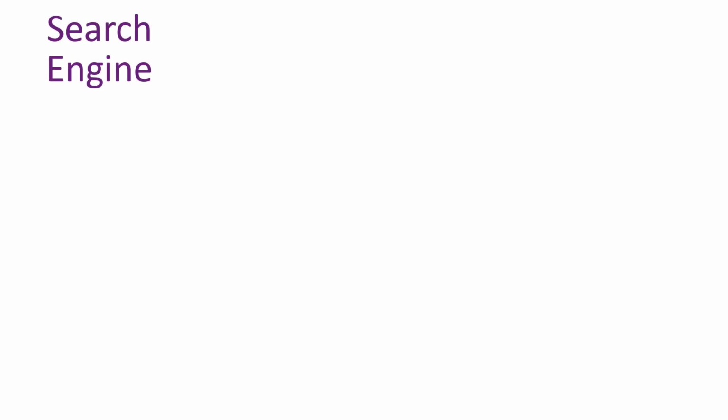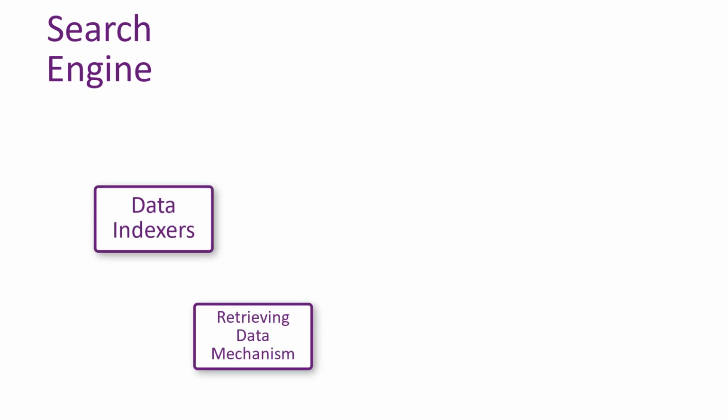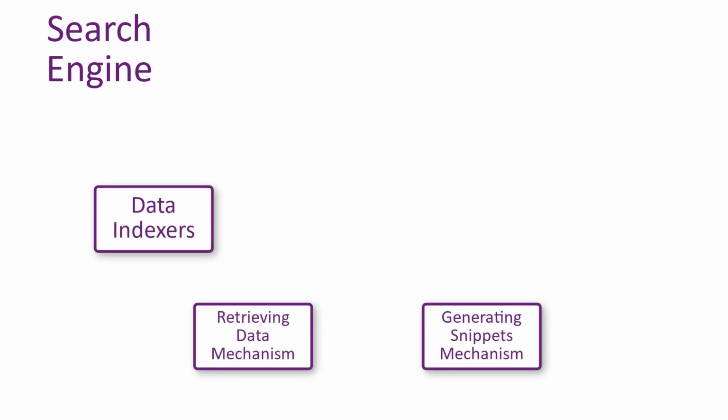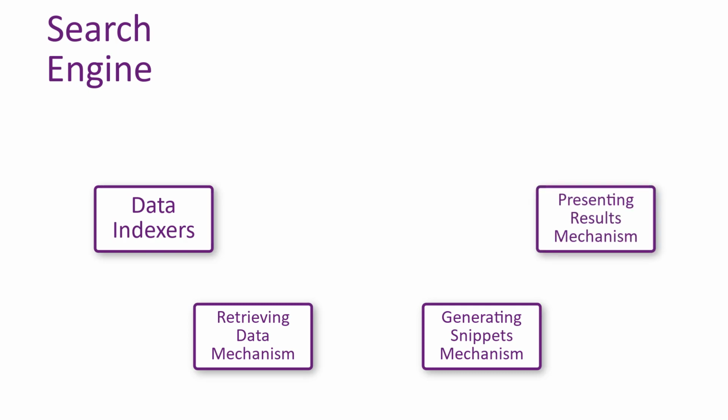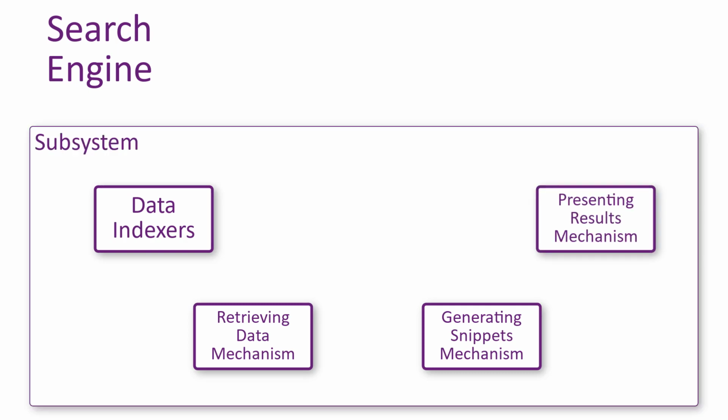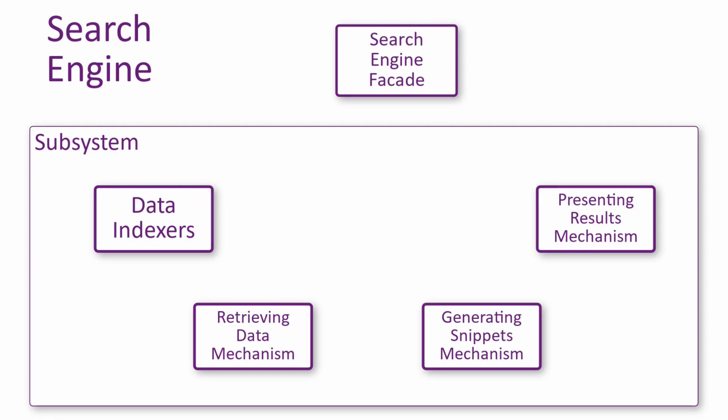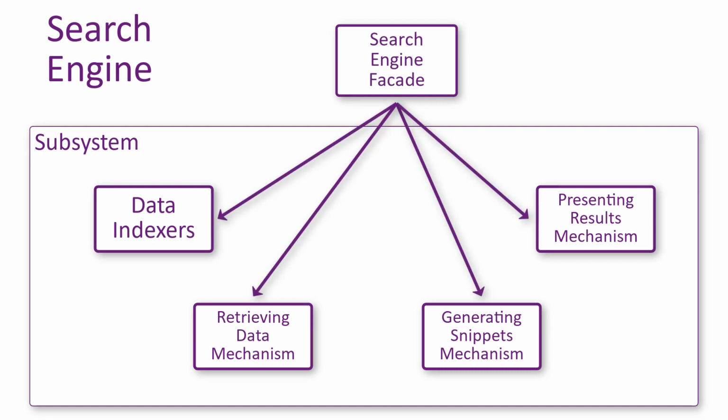We are going to make a search engine. This engine will consist of data indexers, a data retrieving mechanism, a snippet generating mechanism, and also a results presenting mechanism. It will be our subsystem. And we are going to make our facade, the search engine facade. It will be the main point to use our searching mechanism to search results.